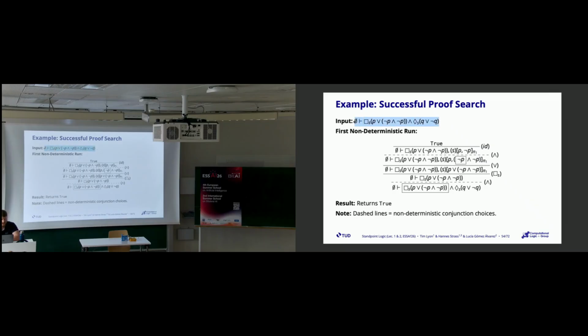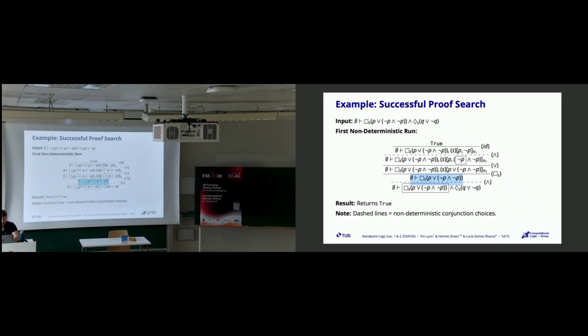Let us suppose that this algorithm that I just described takes this formula as input. Since this is a non-deterministic algorithm that non-deterministically chooses premises of the conjunction rule, what would happen if I plugged this into the algorithm is it would choose either the left conjunct or the right conjunct to continue building a branch in a derivation. So let's suppose that it chooses the first conjunct. If it did that, then what would happen next is it would continue building the branch.